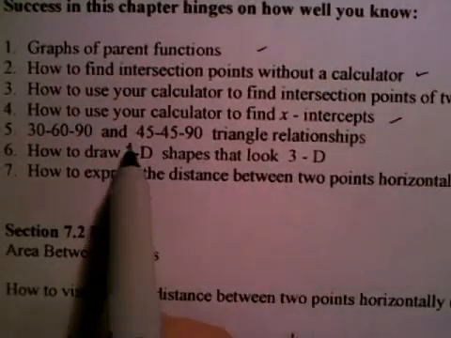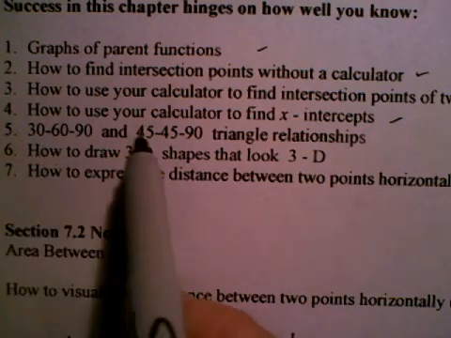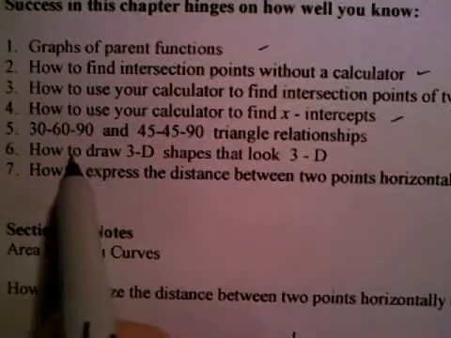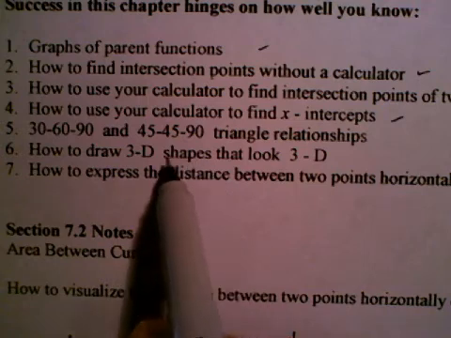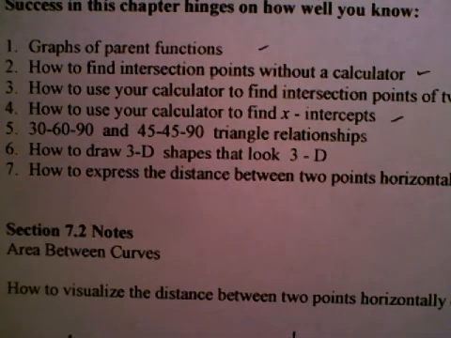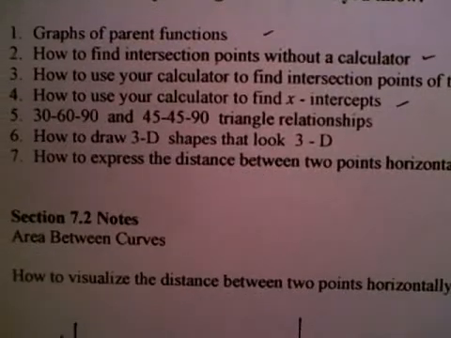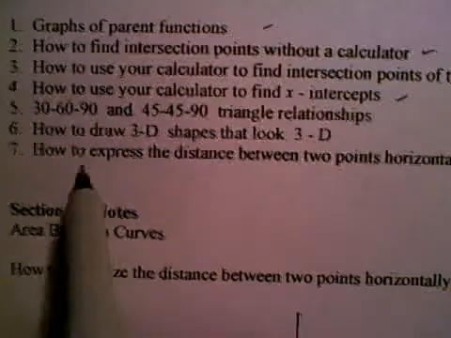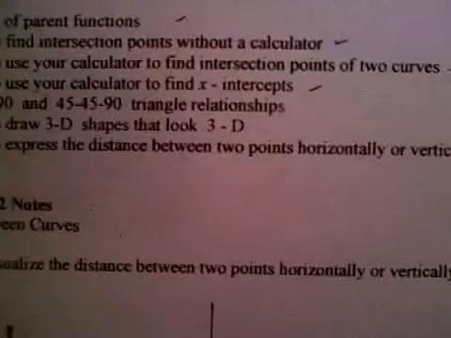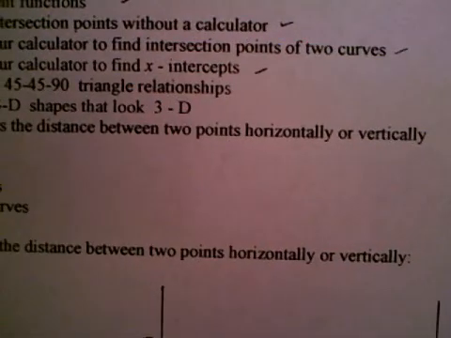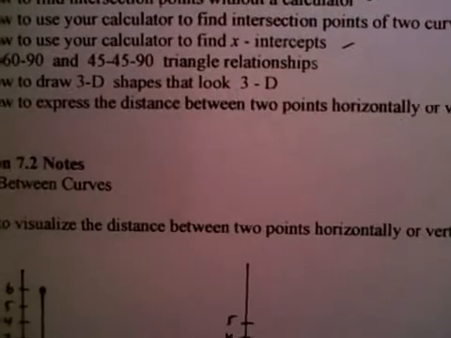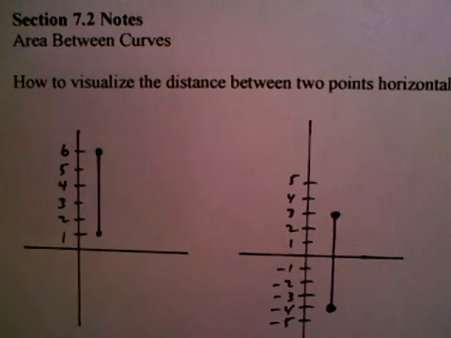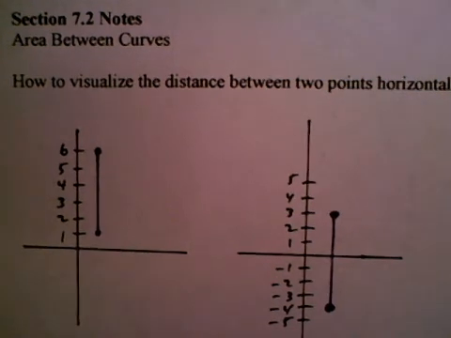And then we're going to get to 7.3, and you're going to need to remember the 30-60-90 and the 45-45-90 triangle relationships. And then, especially in section 7.3, how to draw 3D shapes that actually look 3D. That's really helpful in that section. We're going to start off with how to express the distance between 2 points horizontally or vertically, just the concept of how you find the distance between 2 points. So with all that, the area between curves is where we're going to start.